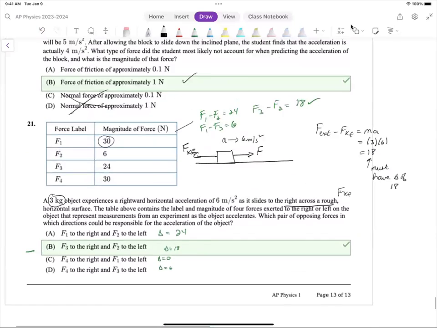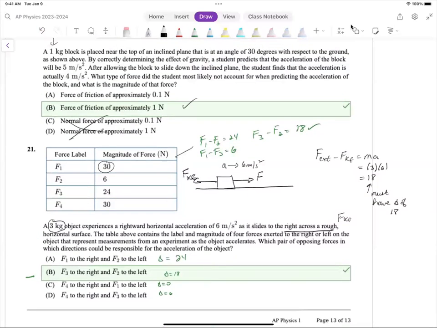Number 21 is the last one. Magnitude of the force, let me read the problem. We got a 3 kilogram object. It experiences a right horizontal acceleration of 6 meters per second squared as it slides to the right across a rough horizontal surface. Friction is there. Table above contains the label and magnitude of some forces. They're labeled 1, 2, 3, and 4. They could be to the right or to the left of the object, and it represents measurements from an experiment as the object accelerates. Which pair of opposing forces in which directions could be responsible for the acceleration of the object?